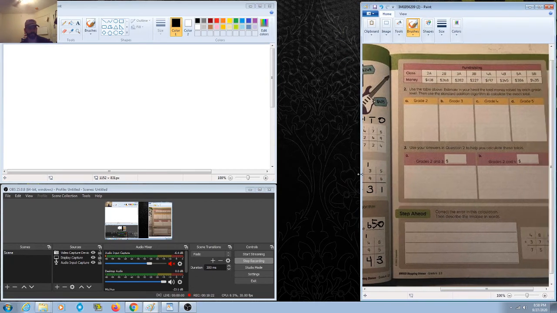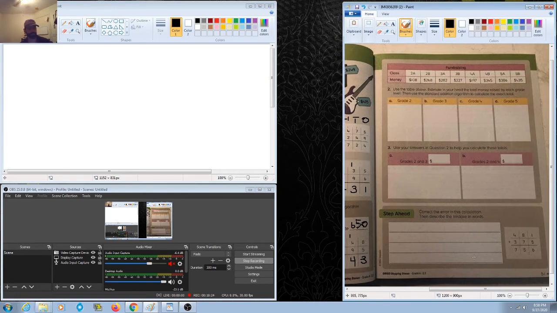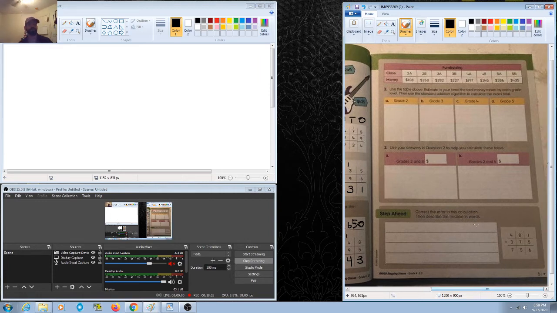So the next page for question 2, it says, use the table above. Estimate in your head the total money raised by each grade level. Then use the standard addition algorithm to calculate the exact total.